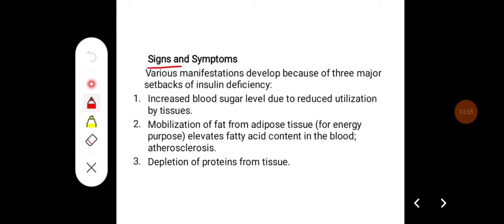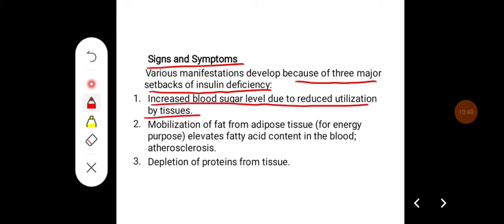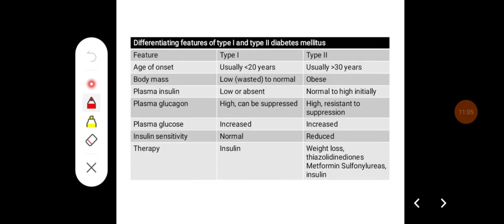Some of the signs and symptoms of diabetes, various manifestations, develop because of three major setbacks of insulin deficiency. One is increased blood sugar levels due to reduced utilization by the tissue. Second is mobilization of fat from the adipose tissue for energy purposes, which elevates fatty acid content in the blood, which leads to atherosclerosis. And third is depletion of the proteins from the tissue for energy utilization.